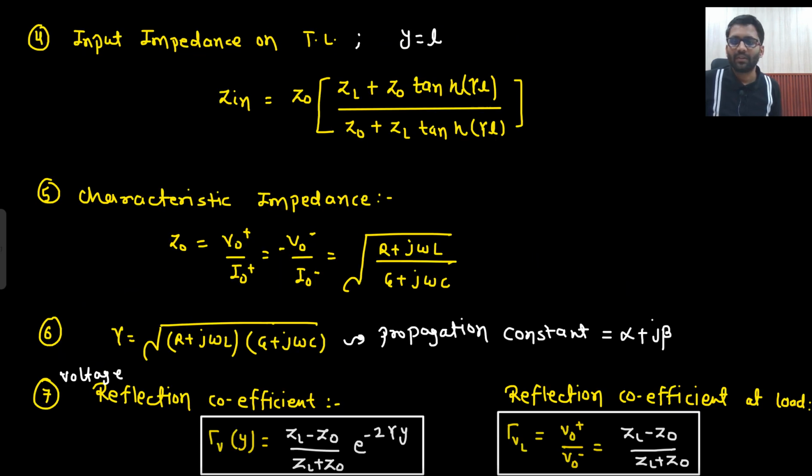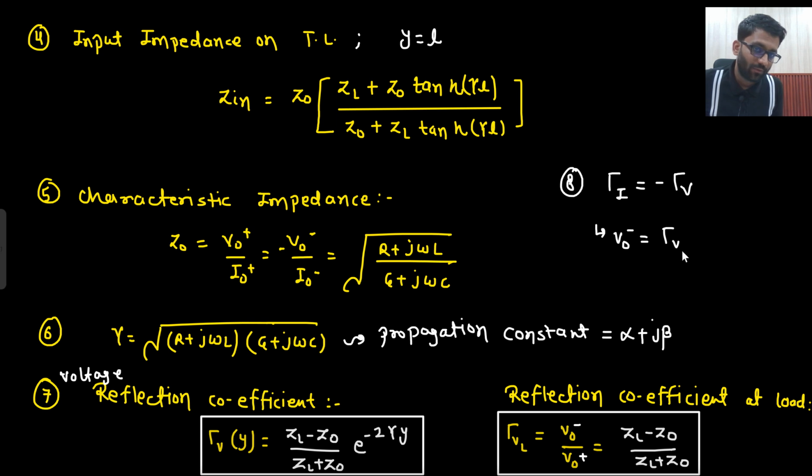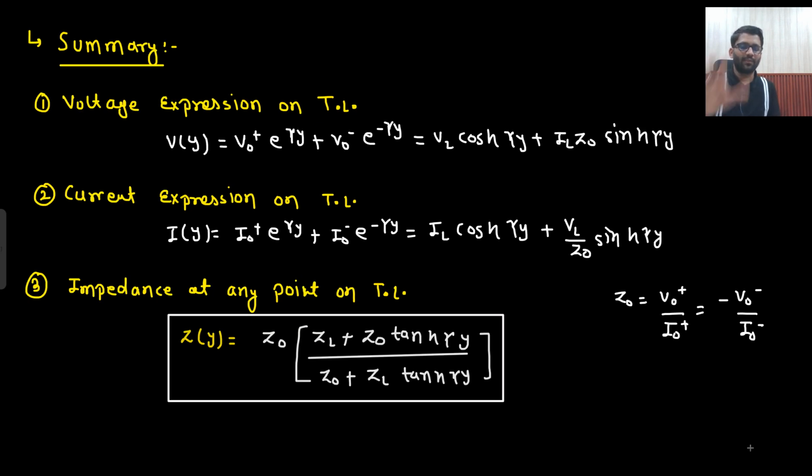Another thing, I can write the 8th point here: my current reflection coefficient is the negative of the voltage reflection coefficient. Okay, is that clear? And this voltage reflection coefficient was equal to V0 minus divided by V0 plus. From here, one more point: V0 minus can be written as the voltage reflection coefficient at load into V0 plus. So this was also one of the things. If you keep these 2 pages in mind, then the complete summary is there.